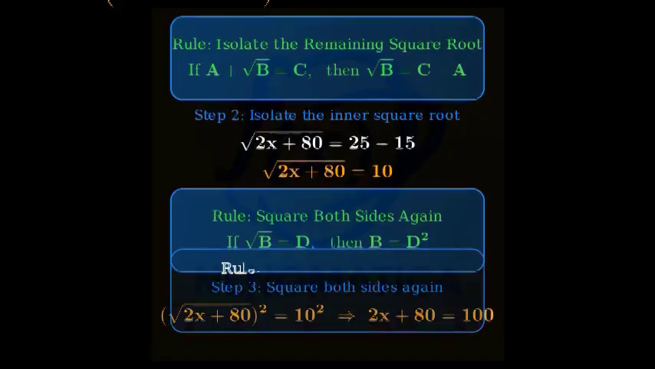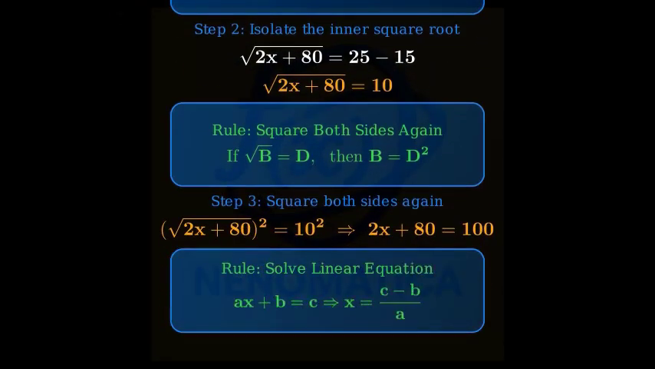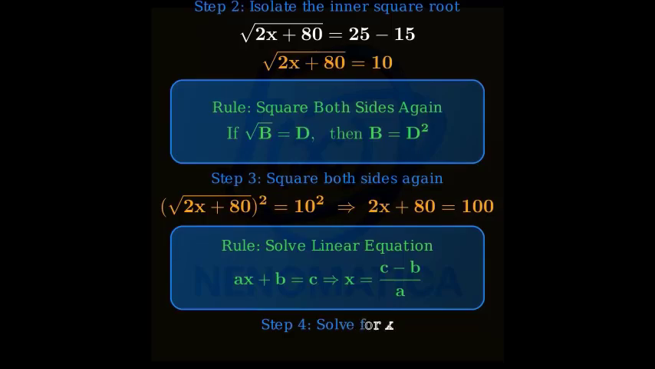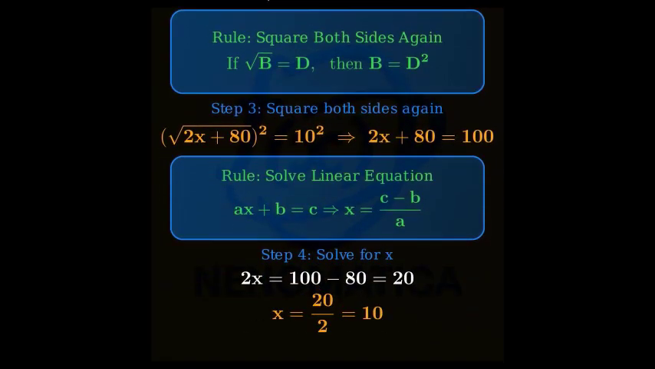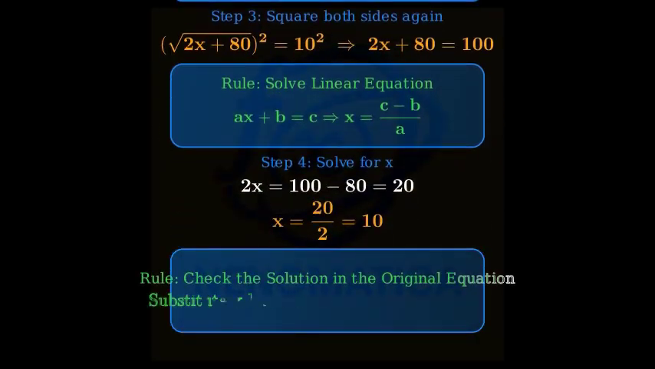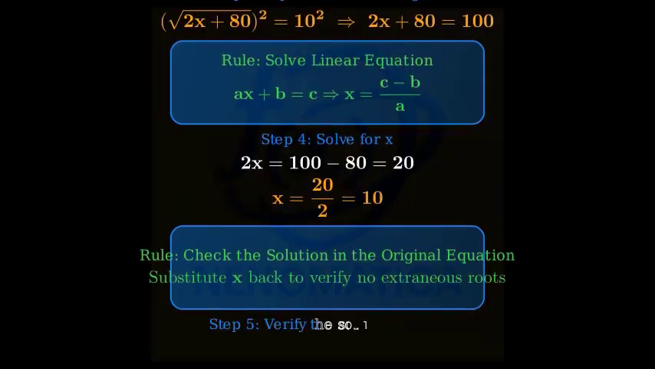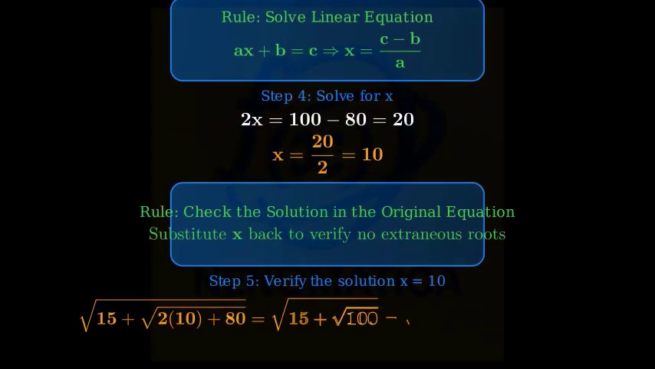Step 4. Solve the resulting linear equation. Subtract 80 from both sides, then divide by 2. We get x equals 10. Step 5. Always check for extraneous roots in radical equations. Substitute x equals 10 back into the original expression. The left side simplifies to 5, matching the right side, so x equals 10 is valid.